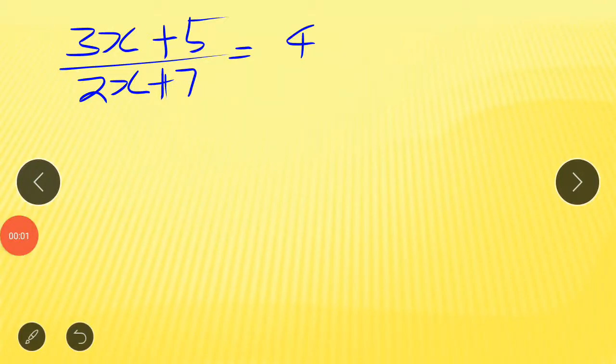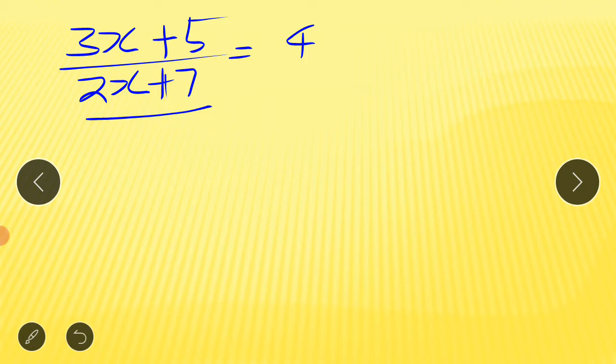Hello students, let's continue solving linear equations in one variable. Here (3x + 5)/(2x + 7) = 4. How to solve this type of equation? You can see the left hand side is in the form of p by q, that is fractional form. Even the right hand side can be written in the form of p by q, as 4 by 1. So both sides are in fractional form.